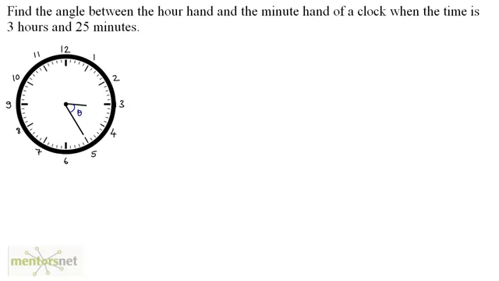Let's complete this video by solving a question. The question is: find the angle between the hour hand and the minute hand of a clock when the time is 3 hours 25 minutes, right? And you have been given this clock. It is 3 hours 25 minutes in this clock, and you have been asked to find this angle theta.